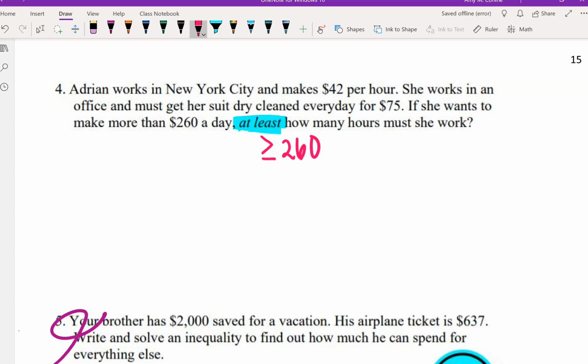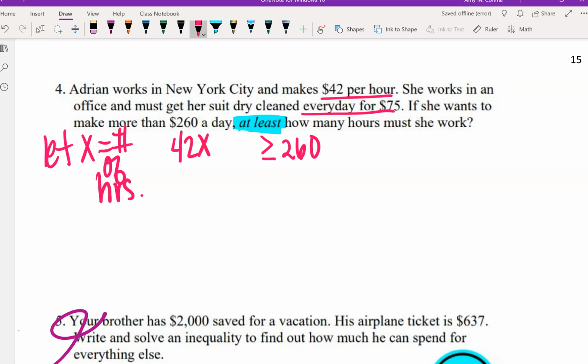So then we need to set up the left side. So she makes $42 an hour, and she has to get her suit dry cleaned every day. So we're finding out the cost per day. We're finding out how many hours she needs. So we're going to let X equal the number of hours she needs to work. So she makes $42 an hour plus getting her suit dry cleaned that day. This is just the total for the day.